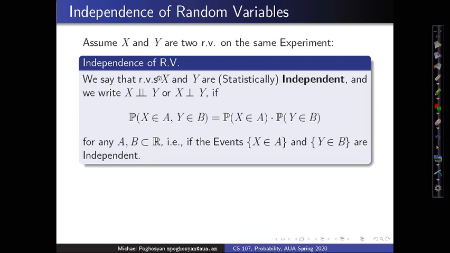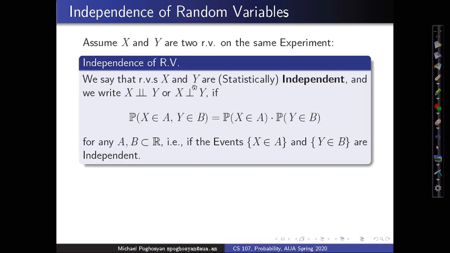We will say that random variables X and Y are statistically independent, or just independent, and we will write either by using this symbol or that symbol, if the probability that X is in set A and Y is in set B is equal to the product of probabilities that X is in A and Y is in B. So probability that X is in A and Y is in B is equal to probability that X is in A times the probability that Y is in B. In other words, this means that these two events, X is in A and Y is in B, are independent.